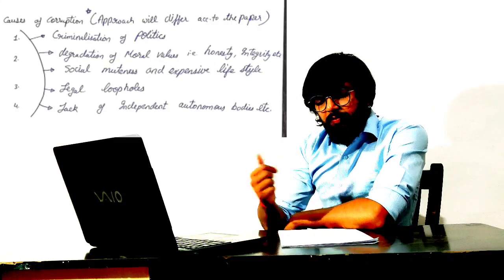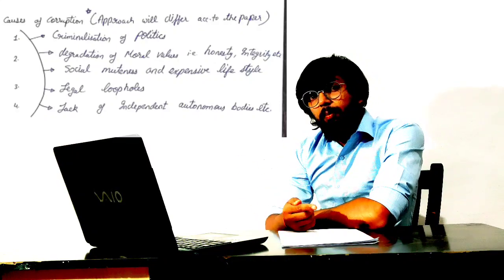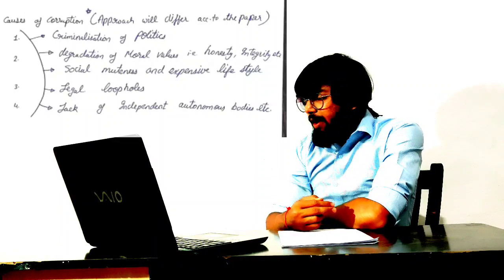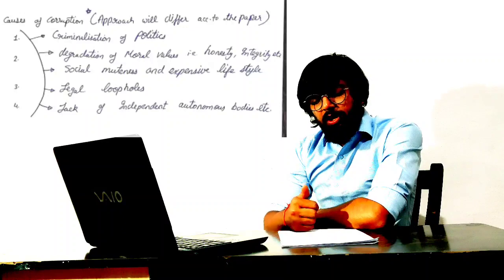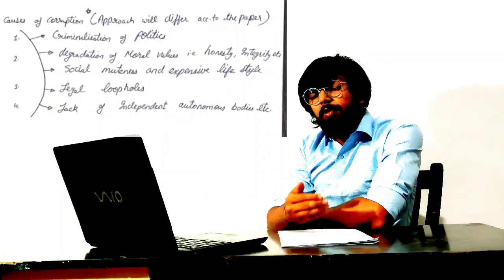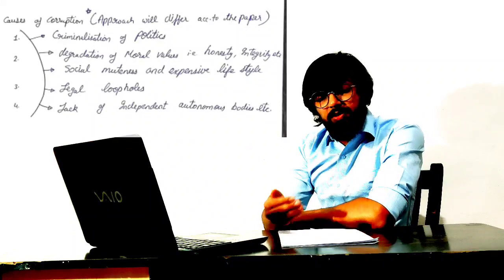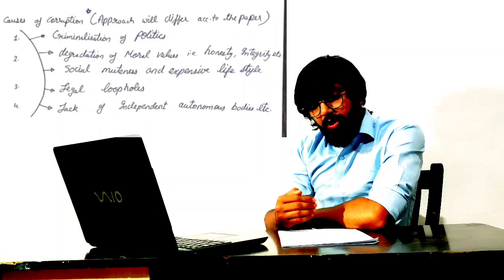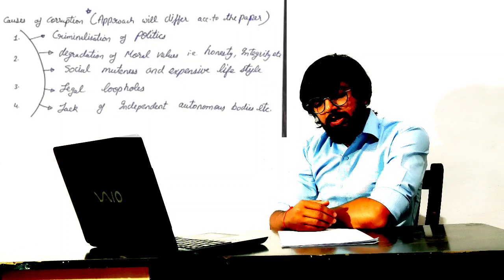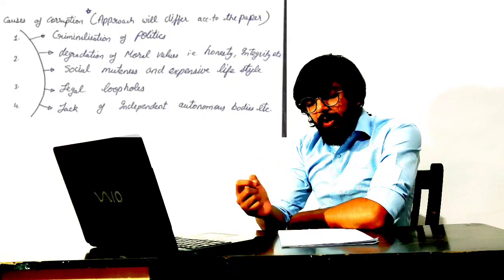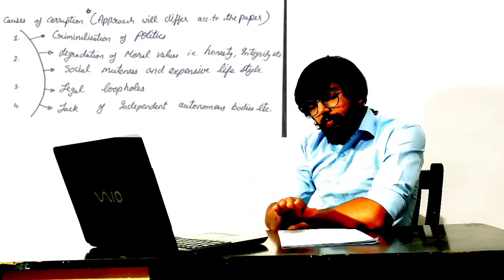That is, in this answer, if you see, first point I have written from politics, that is criminalization of politics. The second I have taken from ethics, that is degradation of moral values, that is honesty, integrity. The third point I have given from social muteness, that is again from social issues or society point. The fourth I have given a legal perspective, that is legal loopholes. The fifth point I have addressed is lack of independent autonomous bodies.